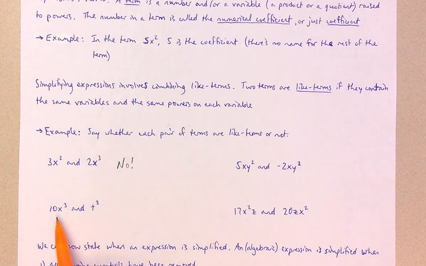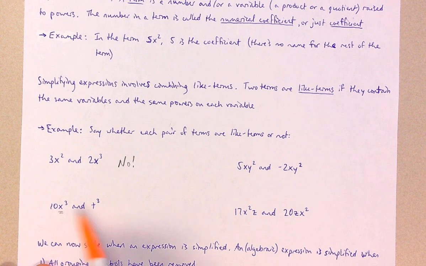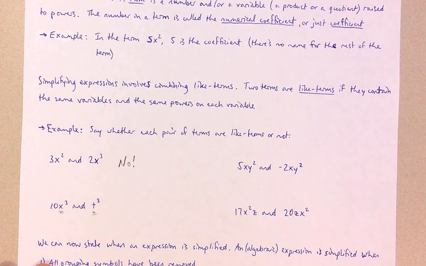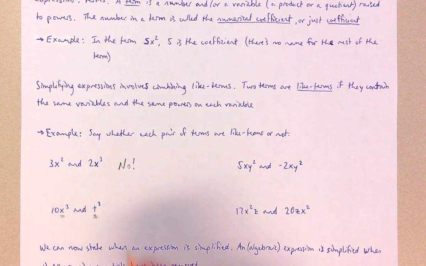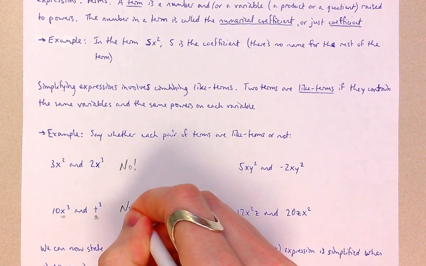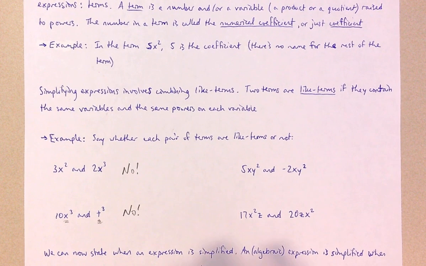Next one, 10x cubed and t cubed. Are these like terms? Well, we see that the powers are the same, so that's good, but we don't have the same variable happening here. We have an x here and we have a t here. So since the variables are not the same, we cannot say that those are like terms.